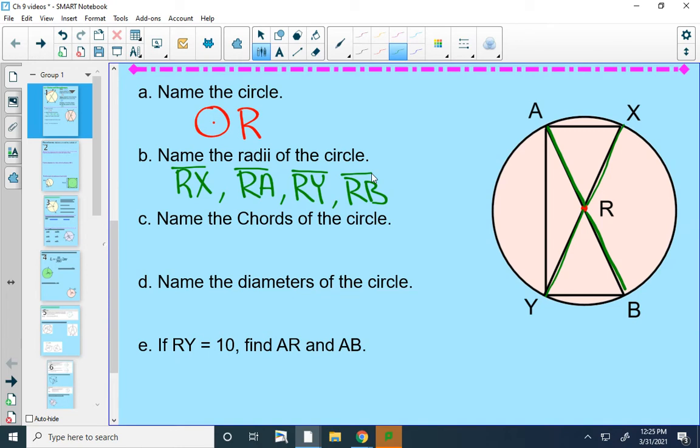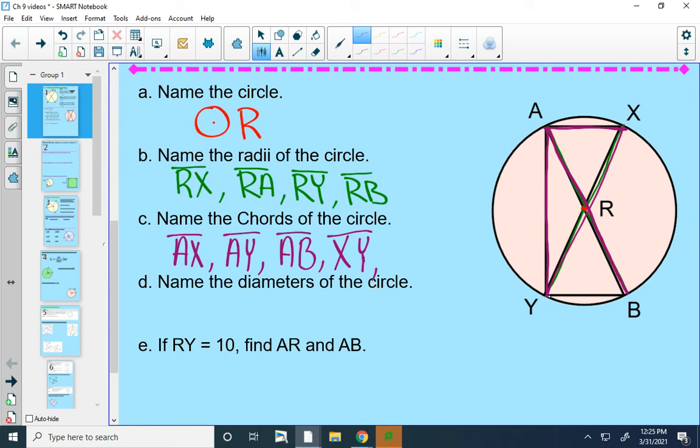Name the chords of the circle. So a chord is just any segment that has both endpoints on the outside of the circle. So AX is a chord. AY is a nice long chord. AB is a chord. We've got a whole bunch of them. XY and YB.